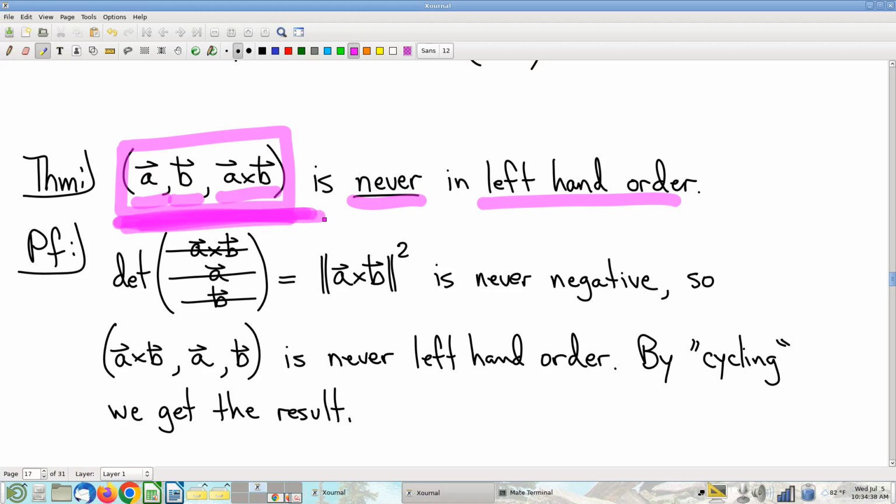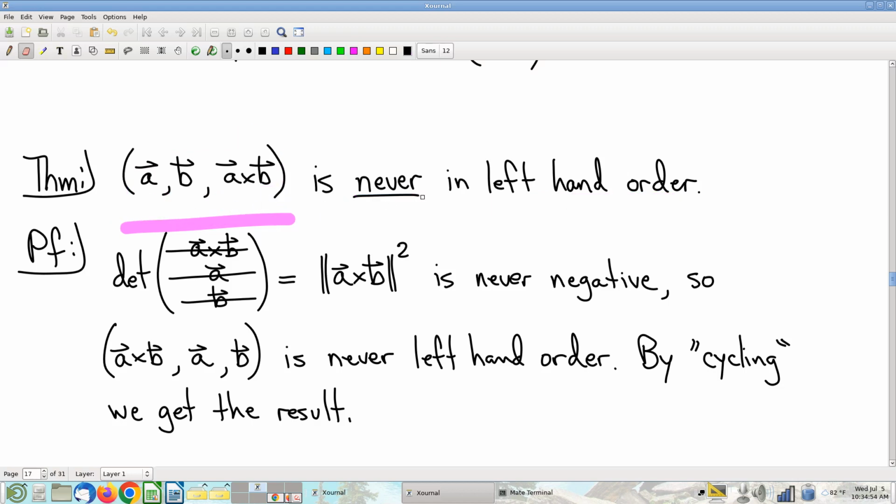Now, technically, it's not always right-hand order because one of the vectors could be 0, and it's annoying. But generically, that list is always in right-hand order. I just have to admit the possibility of zeros, that's all. Okay. And again, beautiful fact, again, I wish I had time, again, we don't.